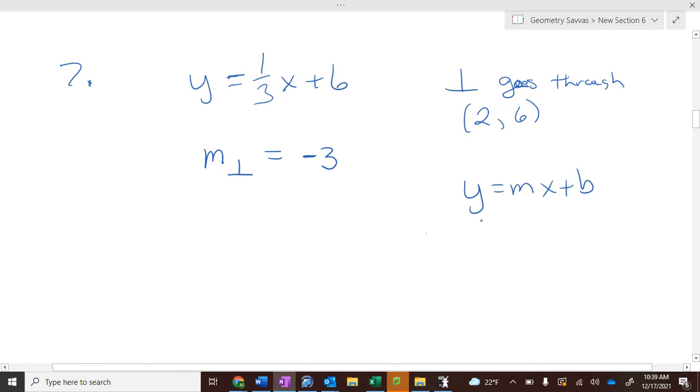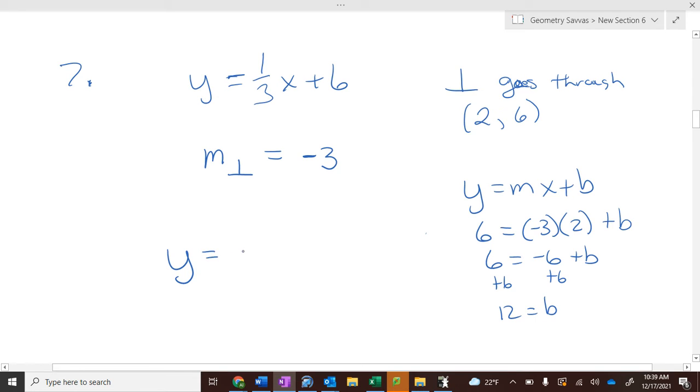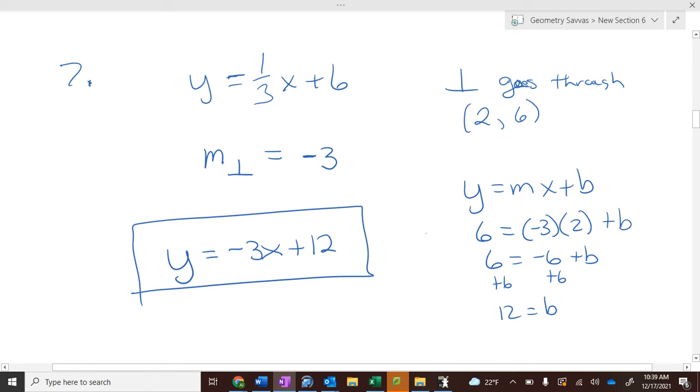So what's the y value of the point? 6. The slope is -3. What's the x value of the point? 2. So 6 equals -6 plus b. How do we get b alone? Add 6. So y equals negative 3x plus 12. That is perpendicular and goes through the point 2, 6.